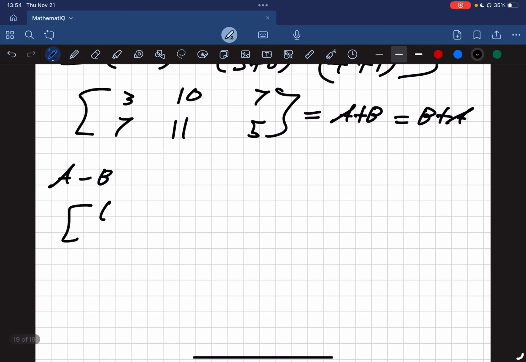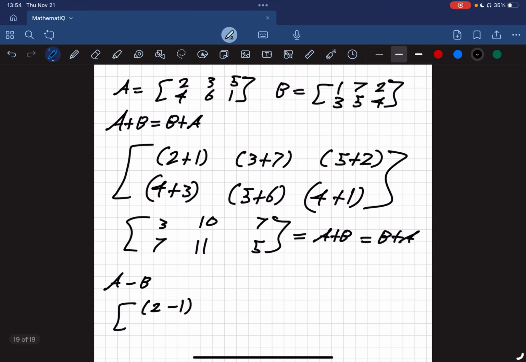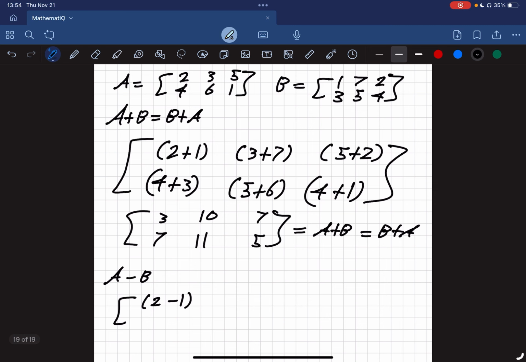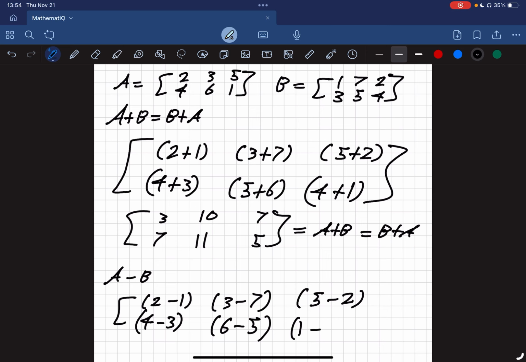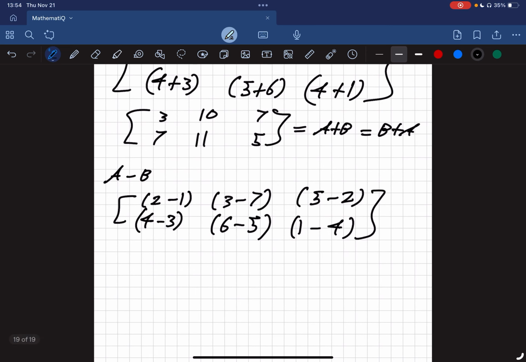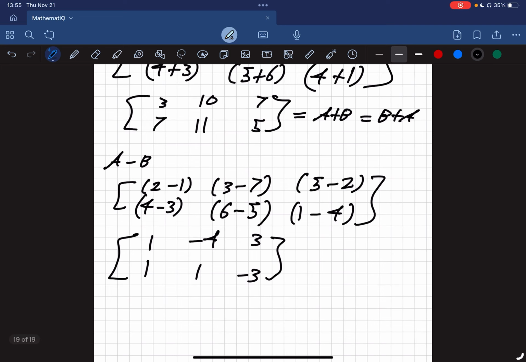So what we're going to go ahead and do, we're going to get 2 minus 1 here. I'm just going to keep the matrix in sight. You're going to get 4 minus 3. You're going to get 3 minus 7, 6 minus 5, 5 minus 2, and 1 minus 4. Okay? So what you're left with is 1, 1, negative 4, 1, 3, and negative 3. Okay? And that's it. That is subtraction for this matrix.